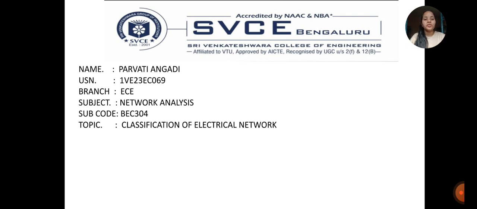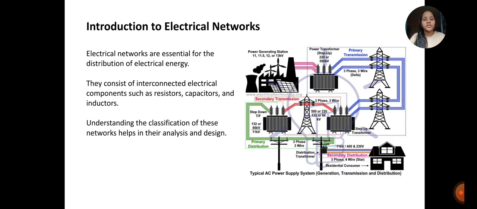Today I am going to discuss classification of electrical networks. Introduction to electrical networks. Electrical networks are essential for the distribution of electrical energy. They consist of interconnected electrical components such as resistors, capacitors, and inductors. Understanding the classification of these networks helps in their analysis and design.